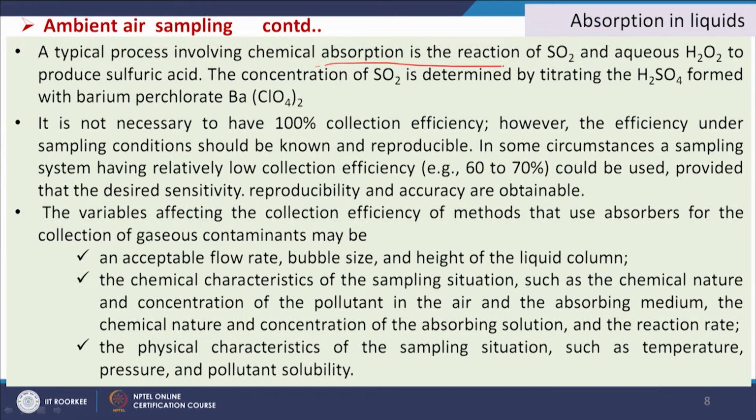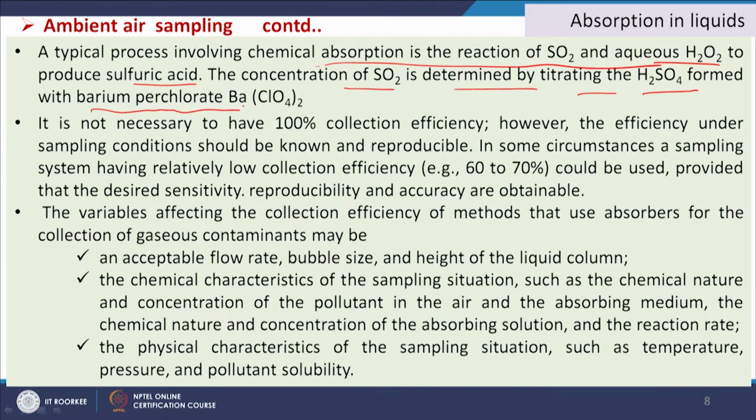One example is given here. A typical process involving chemical absorption is the reaction of SO2 and aqueous H2O2 to produce sulfuric acid. The concentration of SO2 is determined by titrating the H2SO4 formed with barium perchlorate. So, this is one example.